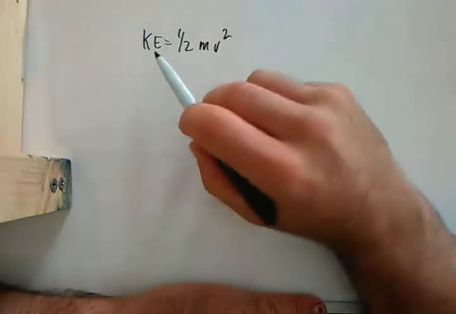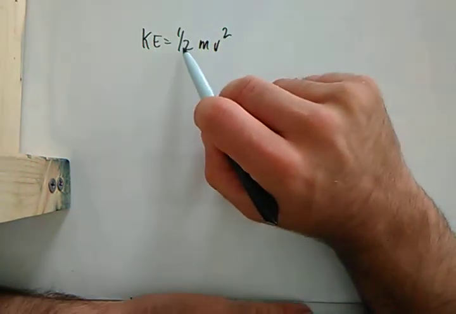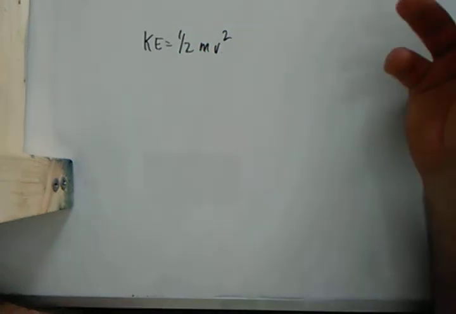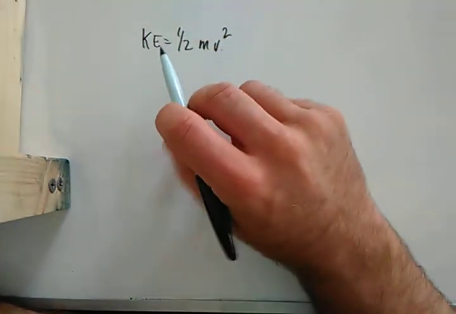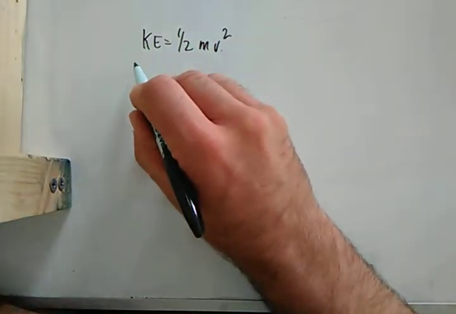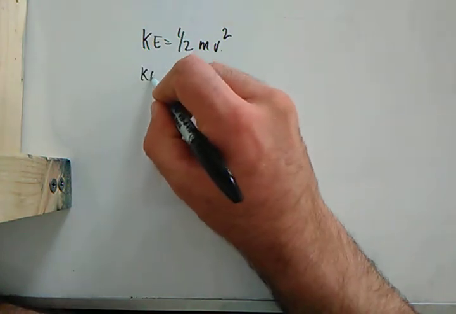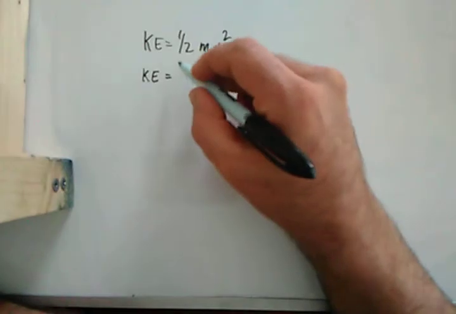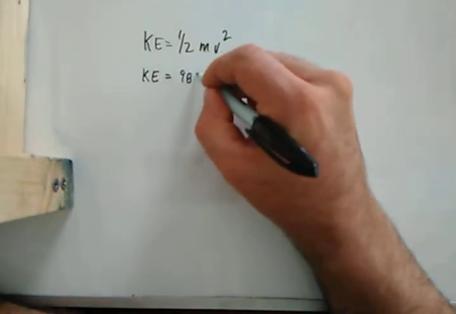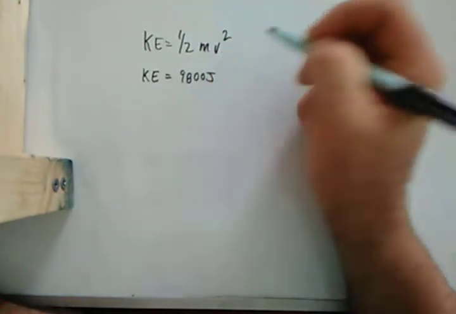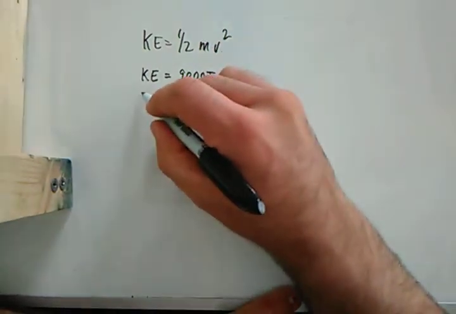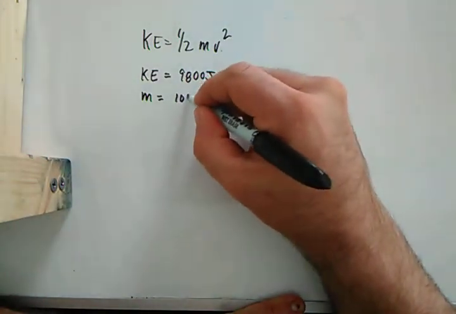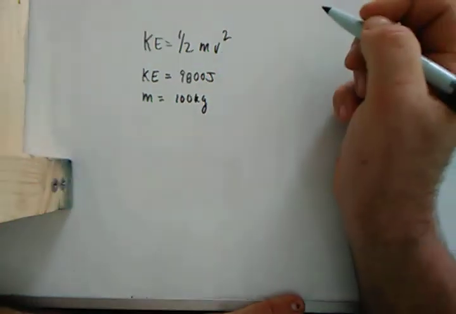So we had a formula here that said kinetic energy is half times the mass times the velocity squared. Now the roller coaster problem said we had the kinetic energy, because it was equivalent to the potential at the top, and we said it was 9,800 joules. Remember the mass of that cart? The mass was 100 kilograms.